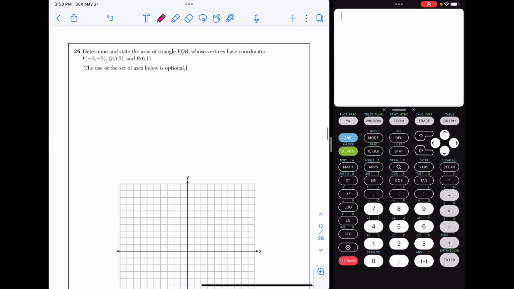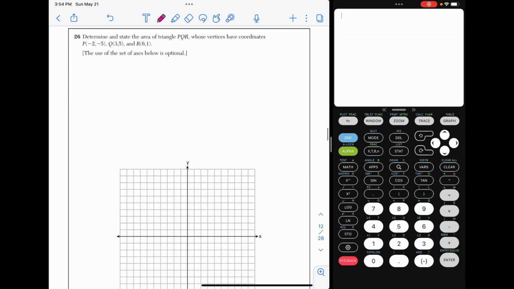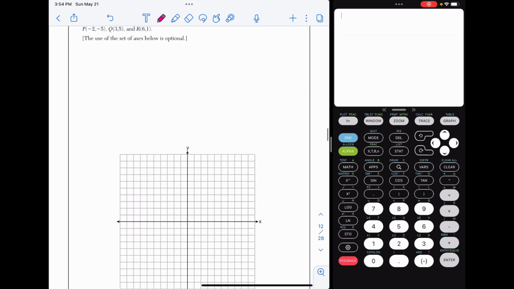26, determine and state the area of triangle PQR, and here are the vertices. It says the graph is optional, but I am 100% going to graph. I graph pretty much every time it says it's optional. 3, 5 is Q, and R is 6, 1. Okay, so we're going to use nice straight lines to connect the 3 vertices. I'm going to actually fix that one a little bit.